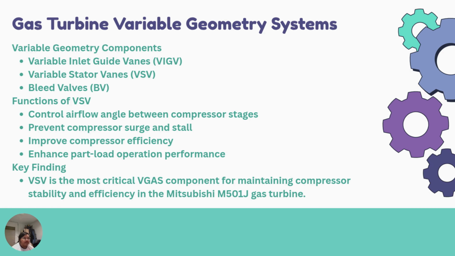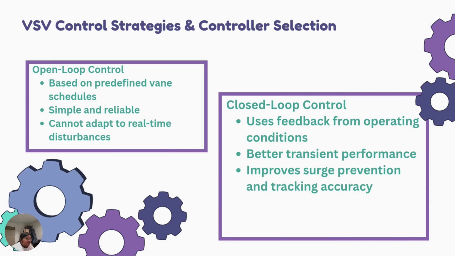Next is VSV control strategies and control selection, which compares open loop and closed loop VSV control methods. Open loop scheduling is commonly used but does not react to real-time changes. Closed loop control offers better performance by adjusting vane positions based on actual operating conditions, but several studies highlight the importance of actuator speed and system stability.